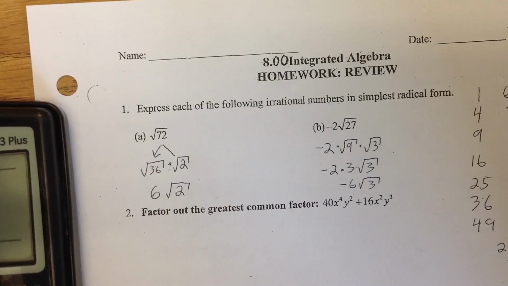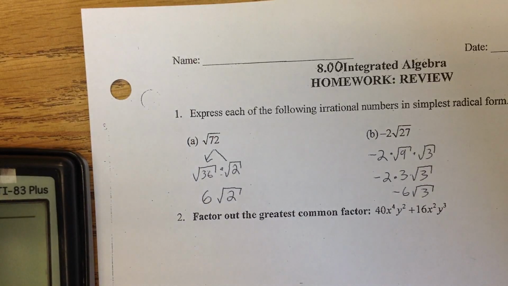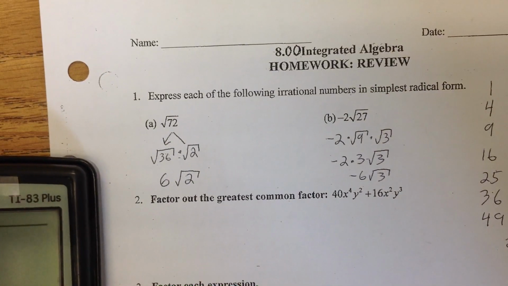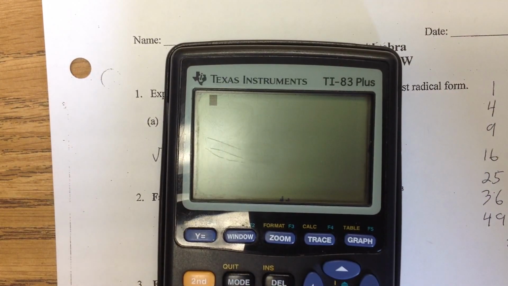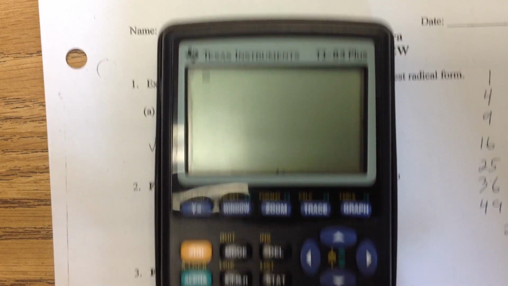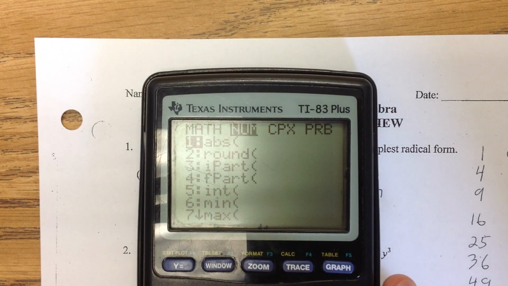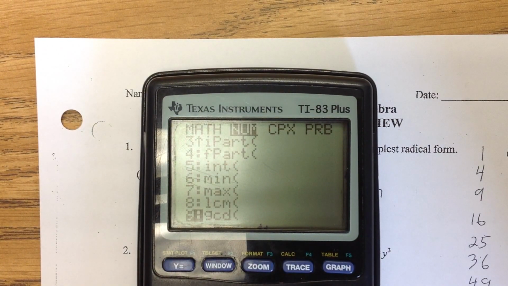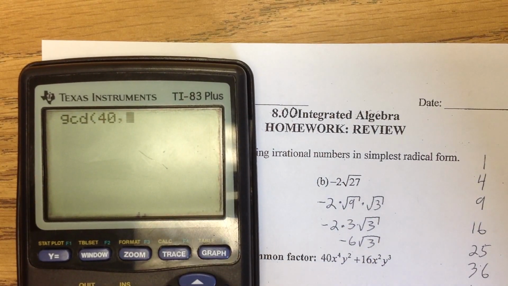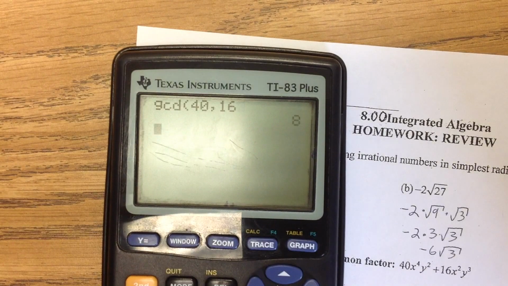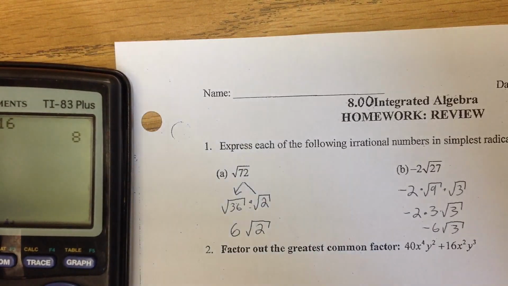All right, let's take a look at number 2. Factor out the greatest common factor of 40x to the 4th y squared plus 16x squared y cubed. All right, so if you want to use your calculator for this, you go to Math, and then you go over to Num, and then you choose choice 9. All right, so I would type in 40, 16, and that tells me that the largest number that goes into both of those is 8.